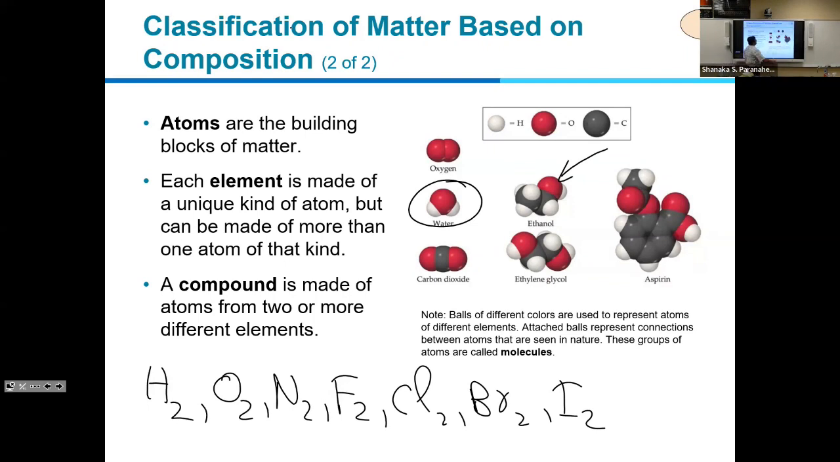In this molecule, there are 2 carbons, so it's going to be C2H5 and OH. So altogether there are 6 hydrogens, 1 oxygen, and 2 carbons. Aspirin is the next molecule. It's going to be C9H8O4, of which there are 9 carbons, 8 hydrogens, and 4 oxygens.